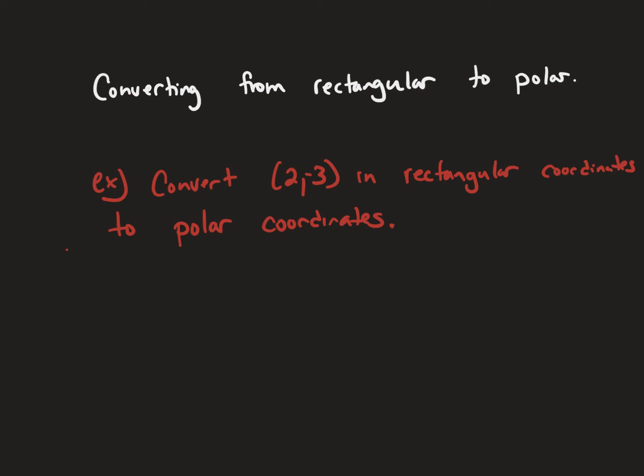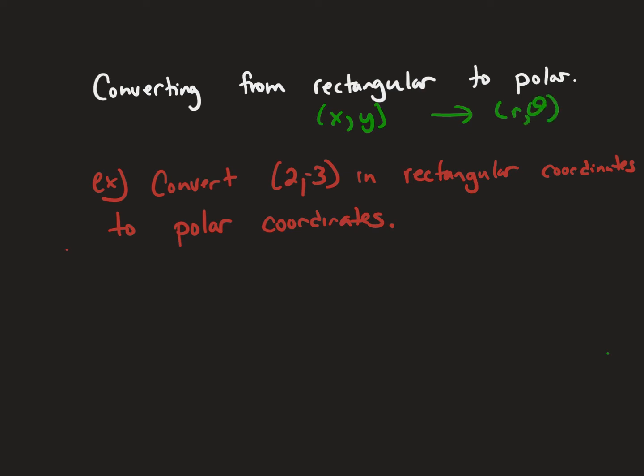Okay, so now that we've learned how to plot points, we're going to learn how to switch their forms between polar and rectangular. Each conversion has a set of formulas you can use. For example, this first one says we are converting from rectangular to polar. So we have x, y, and we want to convert to r, theta.